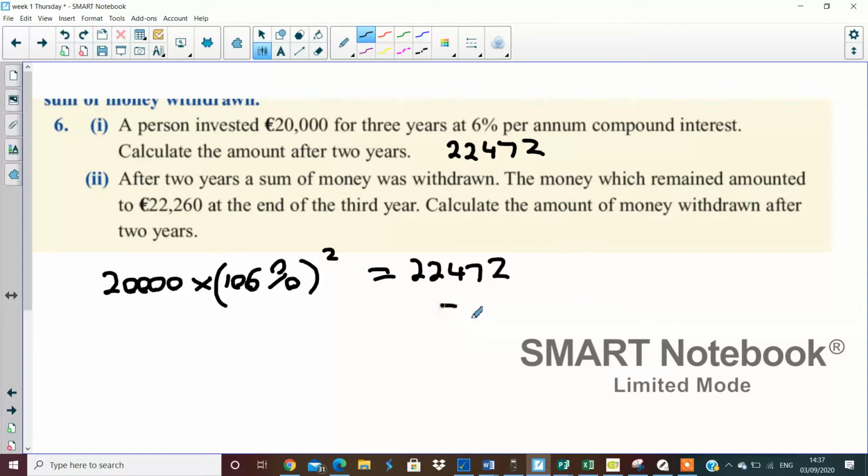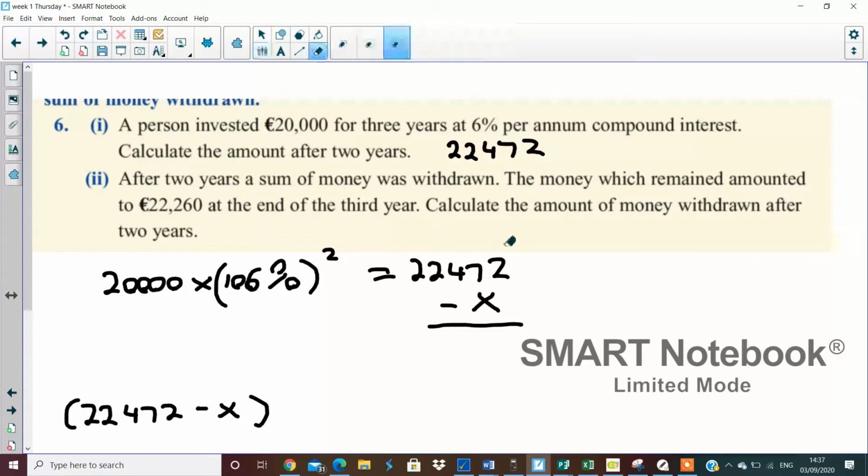Okay, next thing. After 2 years, a sum of money was withdrawn. Do we know what that sum of money is? No. So now it's 22,472 take away some mysterious amount of money that we don't know what it is. I'm going to use a different letter because I'm going to use a multiplication sign, so we'll just call it R.